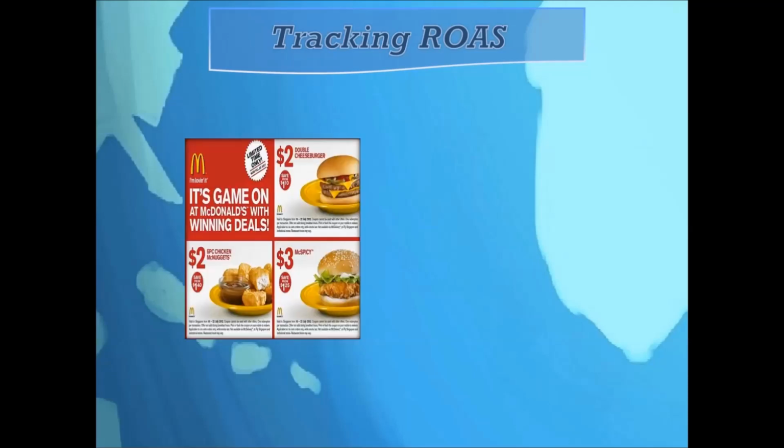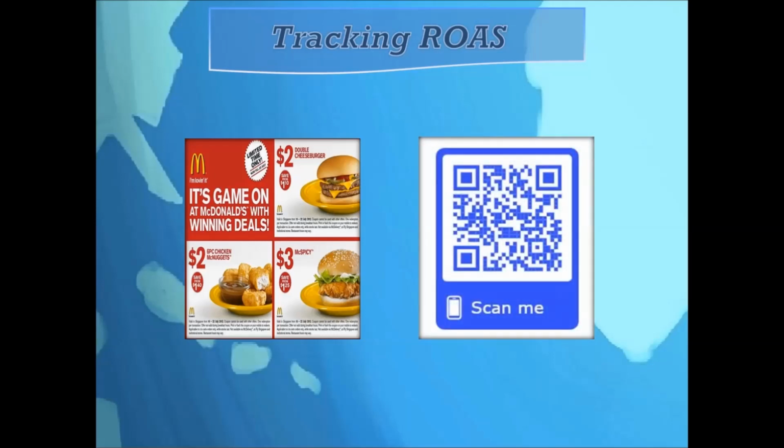Tracking ROAS. With direct mail, you can offer coupons to keep track of your leads when your customers redeem them. You can also print QR codes onto your ads with a QR code generator to track customer engagement when they scan and redeem your offer. You can create your own QR codes for free.